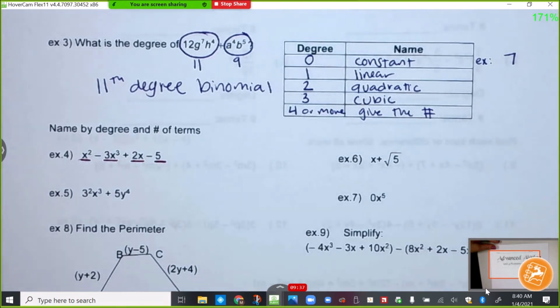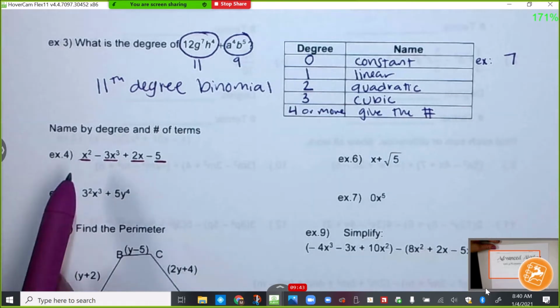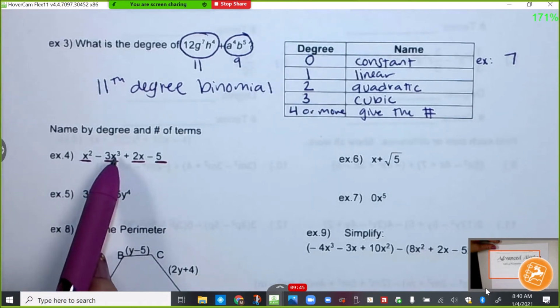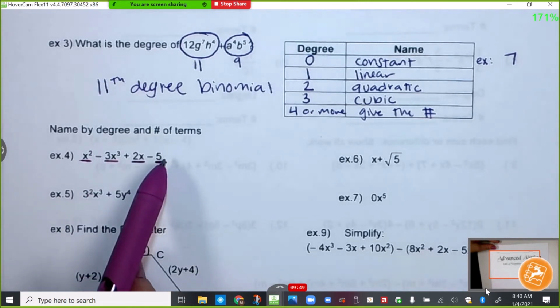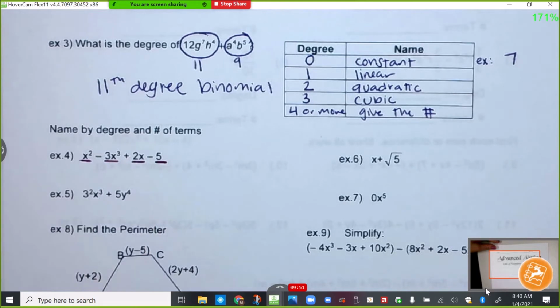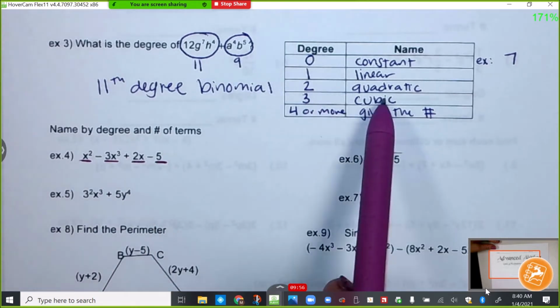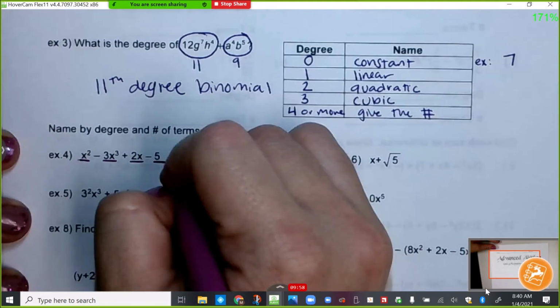Okay, and what's the highest degree? This is 2. What's this one? What's this one? What's this one? 0. Okay, so what was the highest degree? 3. So what does that mean? It's a cubic polynomial.